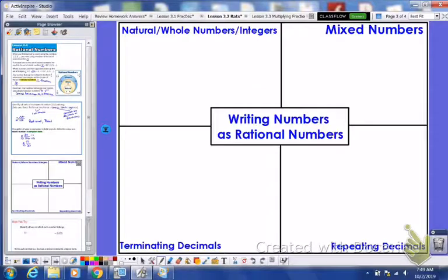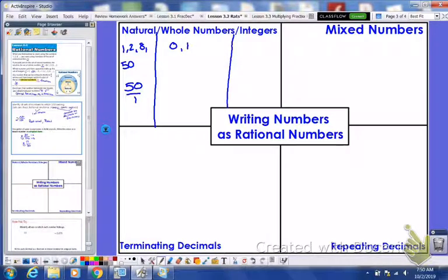Okay, a little bit of wrap up here. Writing numbers as rational numbers. So our first box are natural numbers. So we have 1, 2, 8, 50, etc. It's your counting numbers. So to write as a fraction, we could take any of these numbers like 50 and just write it over 1. Your wholes and your integers, same thing.